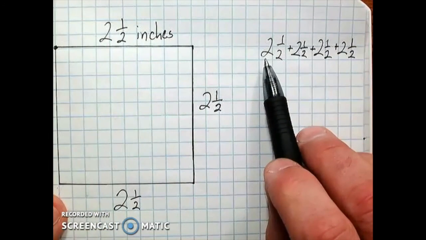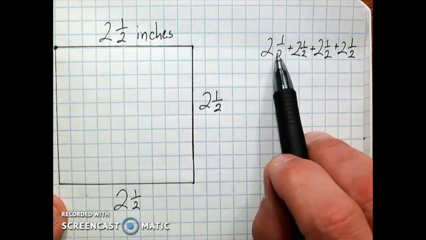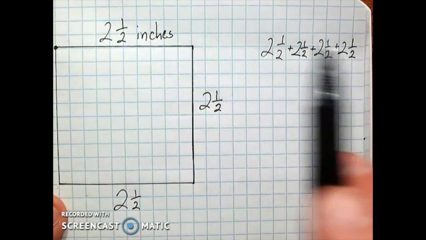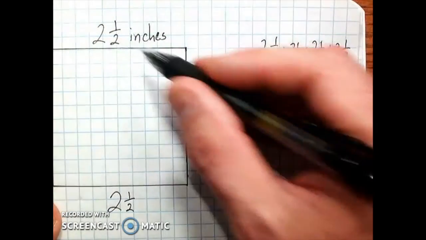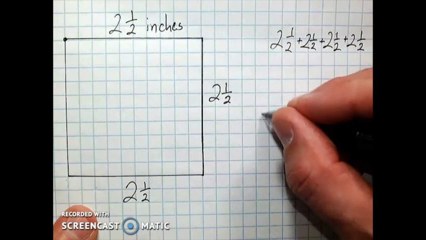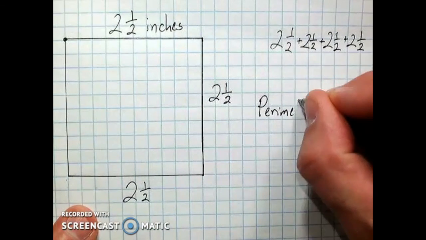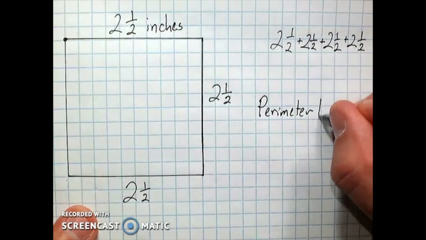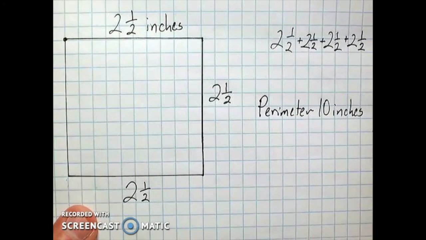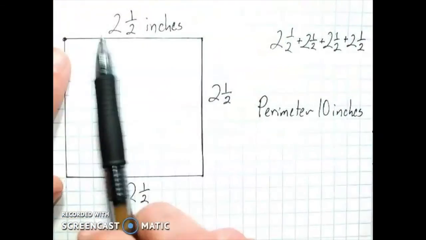Let me add up the whole numbers first. 2, 4, 6, 8. 1/2 plus 1/2 is another one. That's 9. 1/2 plus 1/2 is another one. That's 10. So we can say this square has a perimeter of 10 inches.